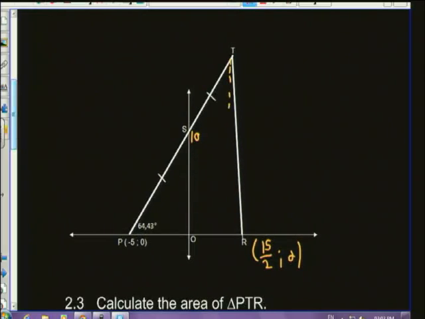Let me draw in a perpendicular height. Okay, so I need to know how long this line is. I'm going to call this Q. I need to know how long TQ is, but the only way I can know that is if I know the coordinates of T. And that brings us to the end of question 2, and it brings us to the end of the first session of this exam revision.